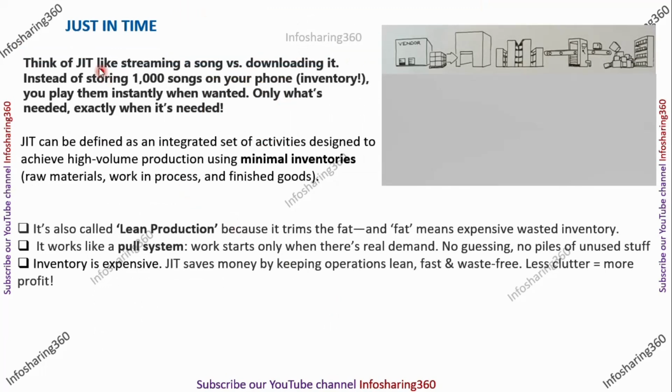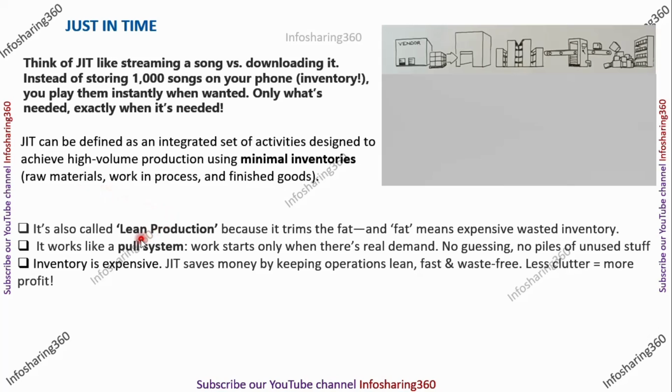Okay, so let's continue our journey of learning JIT. Think of it like streaming a song versus downloading it. Instead of storing 1000 songs on your phone inventory, you play them instantly when wanted, only what's needed. Exactly when it's needed. JIT is like a minimalist factory. Instead of stockpiling materials or half made products, everything arrives just as it's needed. No extra inventory, just smooth, coordinated flow.